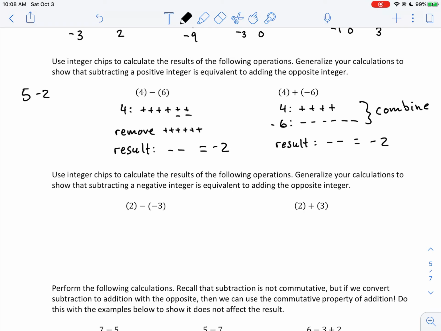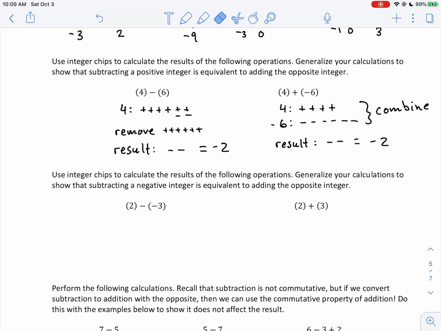Right? What if I had 5 minus 2, remove 2 from 5, right, so you have 5 plus signs, and you remove 2 of them, you have 3 plus signs left. But if you do 5 plus negative 2 instead, right, combine 5 plus signs with 2 negative signs, that's going to have the same effect as just removing the 2 plus signs to begin with, right? Adding negative 2 to positive 5 has the same effect as just removing positive 2 from positive 5.